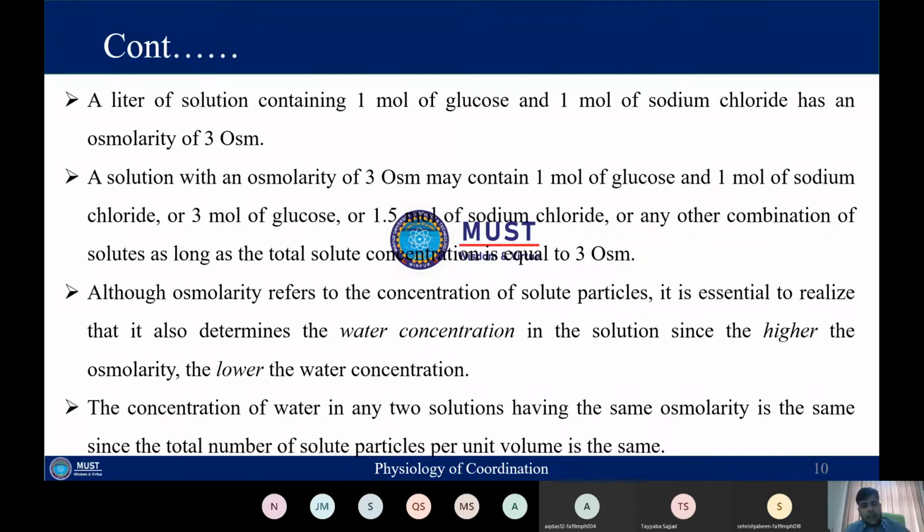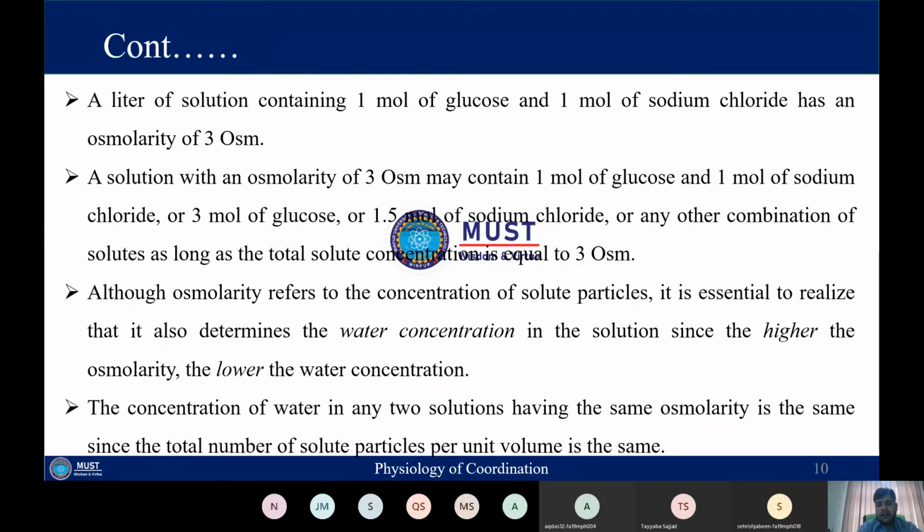So osmolarity basically refers to the concentration of the solute particles. It is also important to know that osmolarity will also determine the water concentration, because it is directly related to the water concentration as well. How? When we increase the osmolarity, meaning the number of the solute particles, when their number is increased in the solution, the water concentration will automatically decrease there.